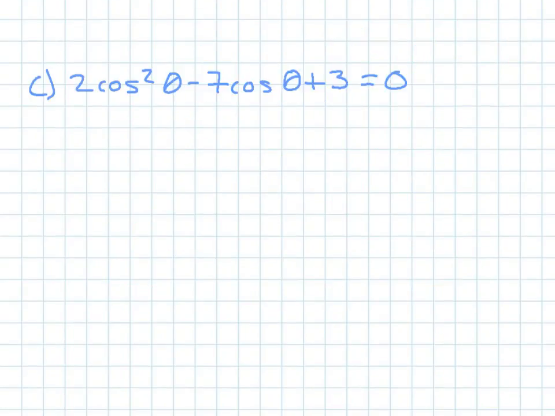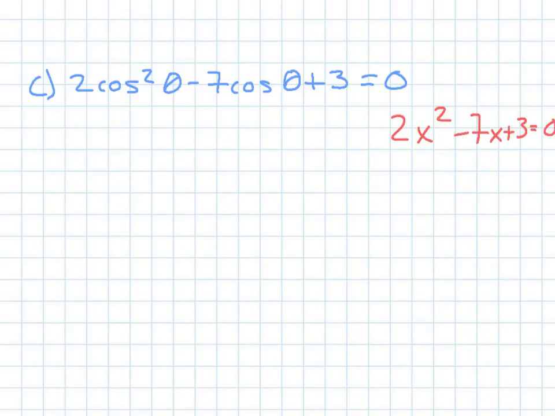Now letter C is a little bit more difficult. Here you have almost a problem where it's a trinomial. Now think about this. Instead of looking at it with cosine squared and cosine in there, think about it with an x variable instead. If you replace cosine with x, you would have 2x squared minus 7x plus 3 equals 0.